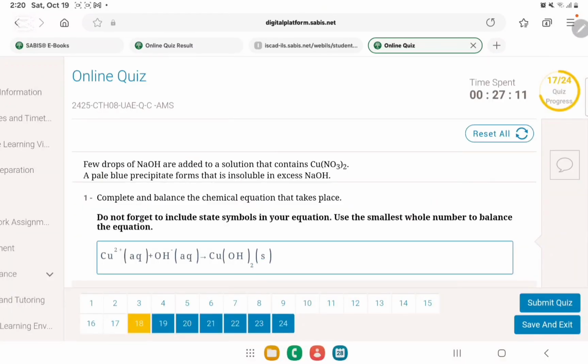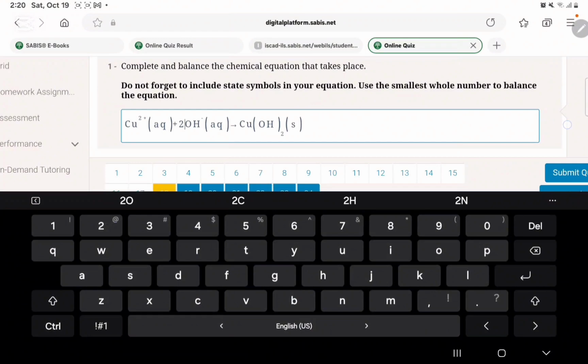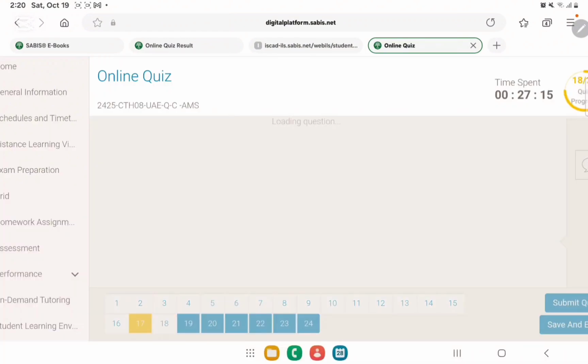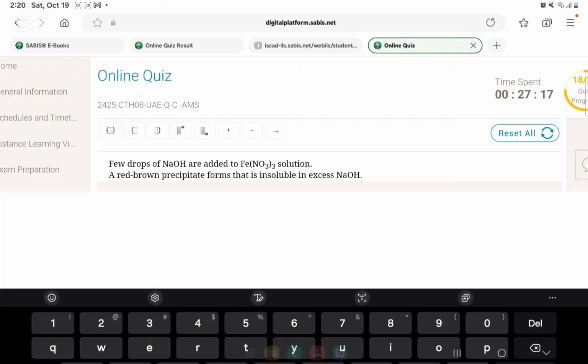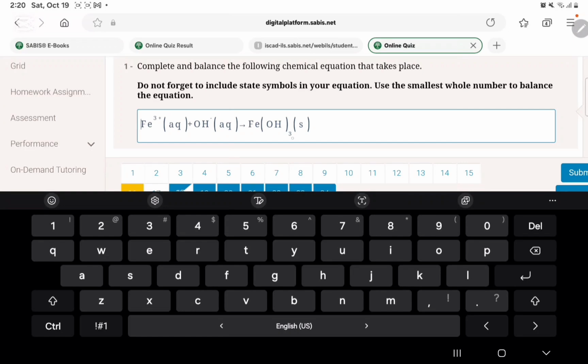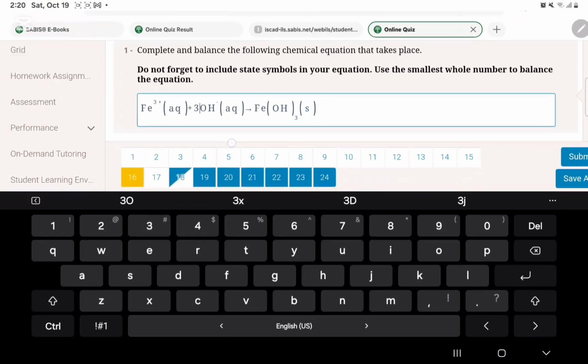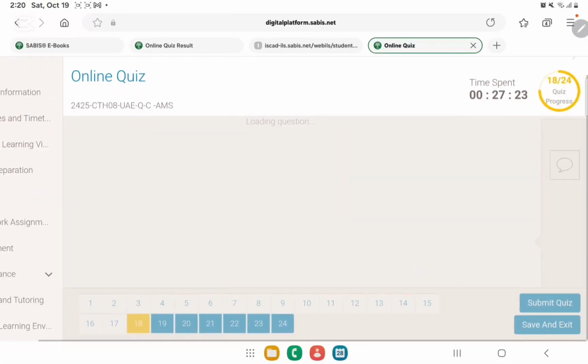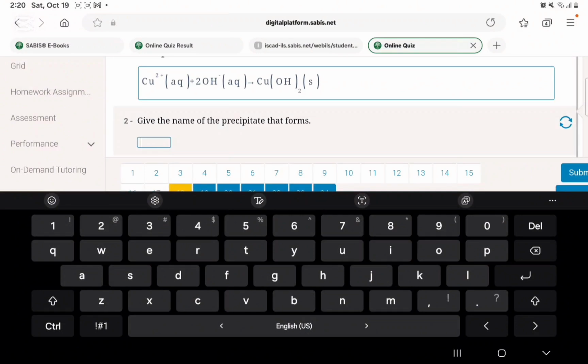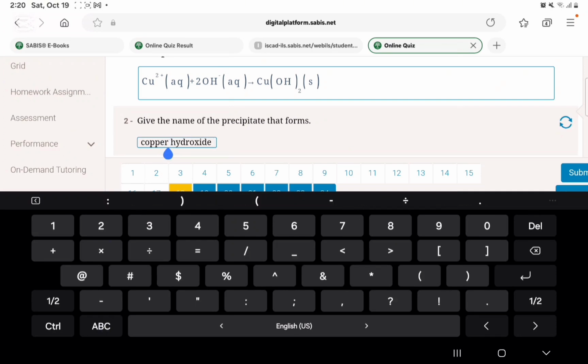And oh, I forgot to balance the other one too. Look, there's 2 here. You have to balance it. The other question, I also forgot to balance it. I'm so sorry. Yeah, look here, there's 3. I didn't write 3 here. Okay. Back to this question. Cu means copper, so copper hydroxide. And copper is 2 plus, so II. Then close the bracket.